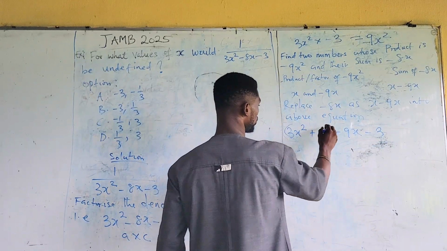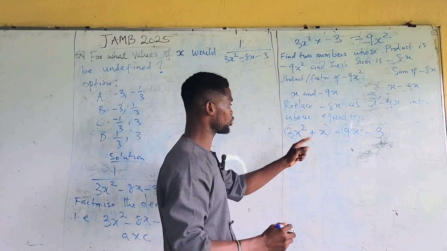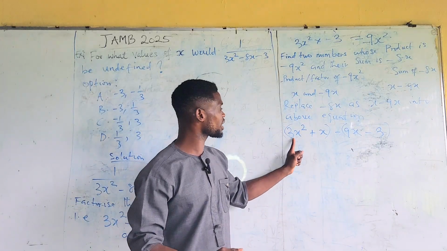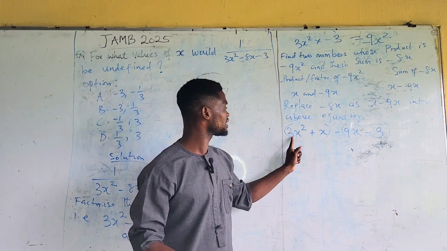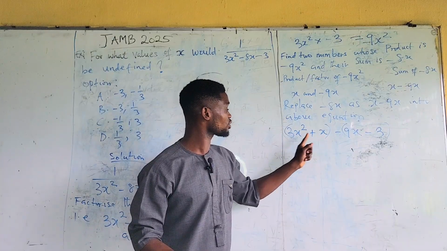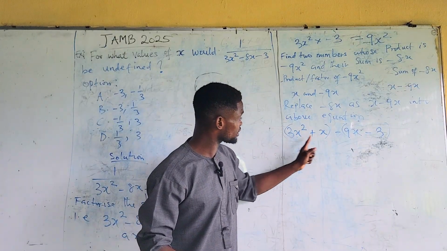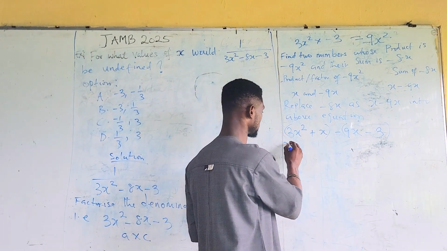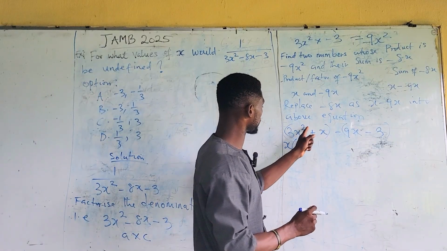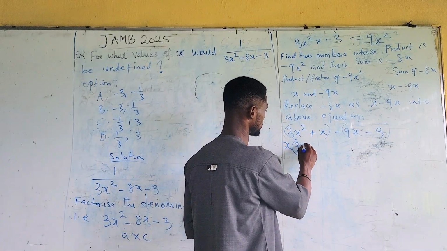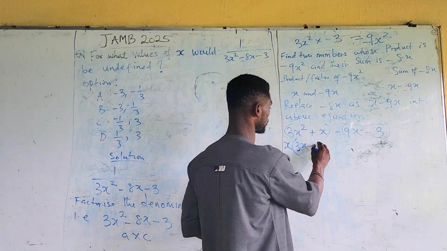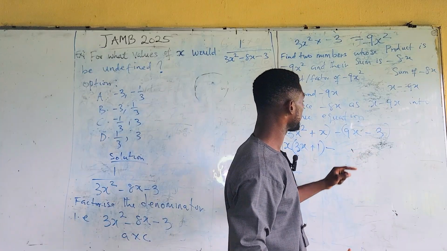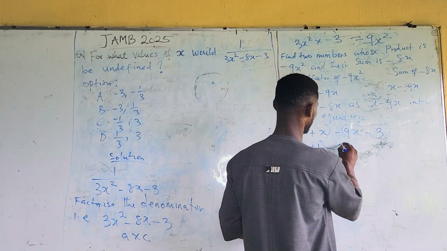So you group. After grouping, you look for the common factor. What do we mean by common factor? It is what they have in common. In the first bracket, the common factor is x, because we have x here, and here we have 3, so the common here is x. Factor out x: 3x squared divided by x gives us 3x, plus x divided by x gives us 1. Then minus, what is the common here? The common here is 3.